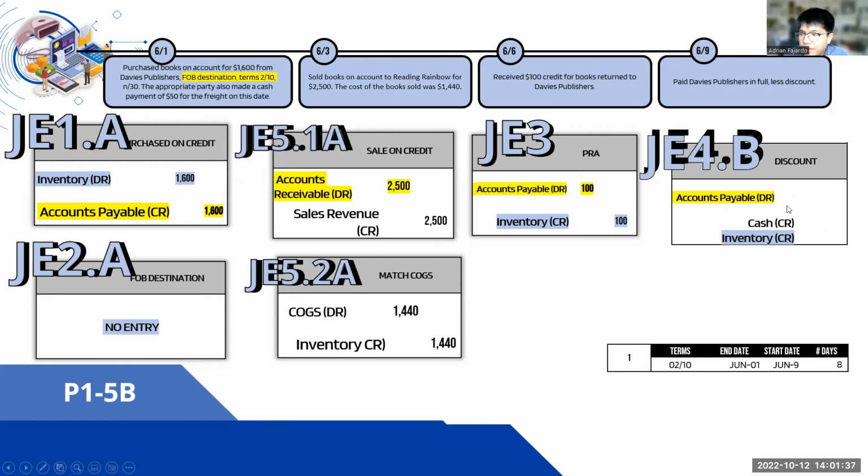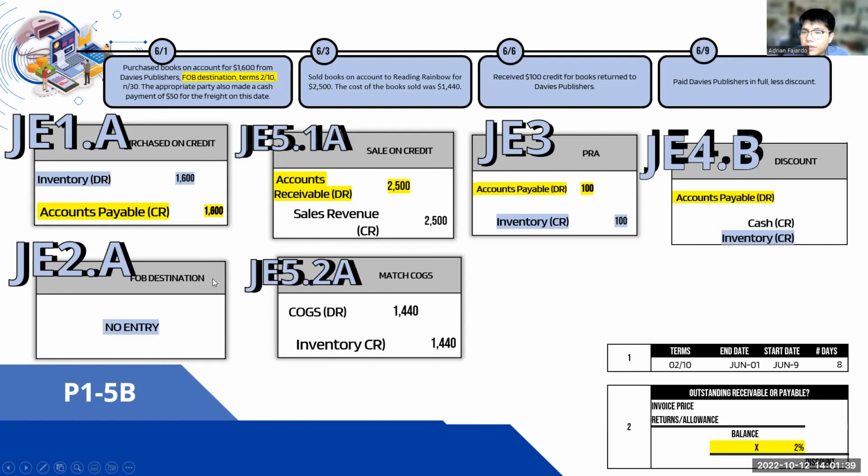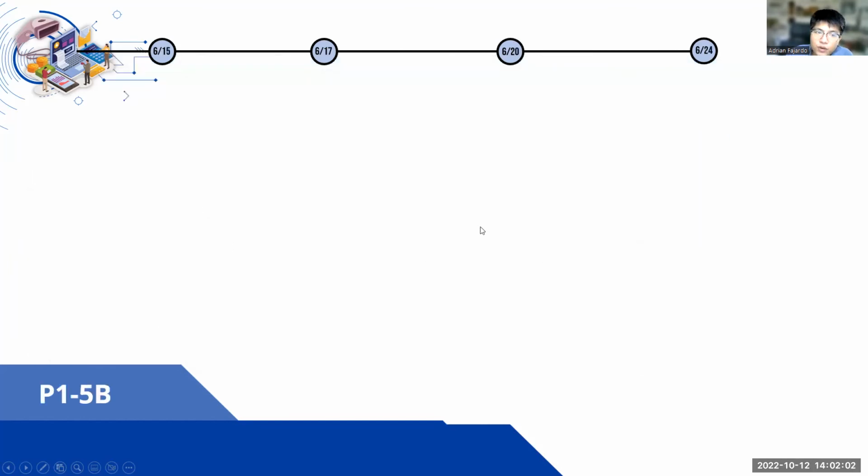Let's first solve for the AP. The outstanding would be 1,600 less the return of 100, which is 1,500. So we have an accounts payable debit of 1,500. Then we get the 2% discount, which is 30. So now we plug it in here, and then we squeeze the cash of 1,407. Right? So these are the first 4 transactions. Moving on to the next 4.